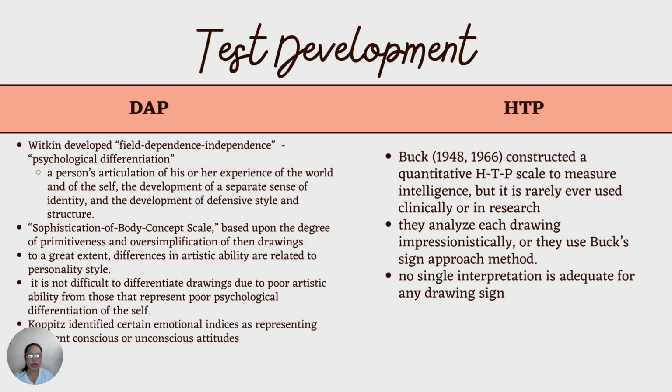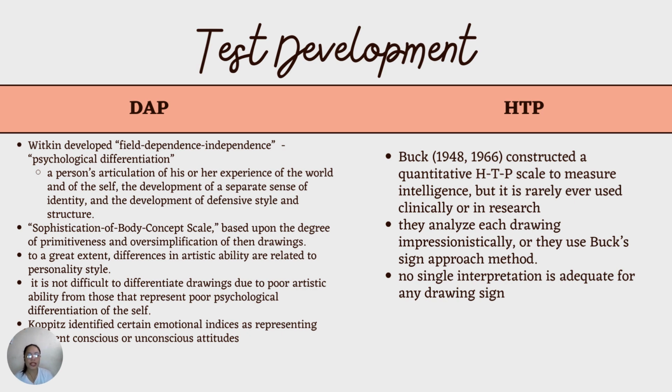Now, many of these signs are those that some researchers described as poor artistic ability. They are some of the same variables that Handler and Reyher describe as valid indicators of conflict or anxiety. However, to a great extent, differences in artistic ability are related to personality style. Nevertheless, they recognize that there are indeed large differences in artistic ability among people. However, it is not difficult to differentiate drawings due to poor artistic ability from those that represent a poor psychological differentiation of the self.